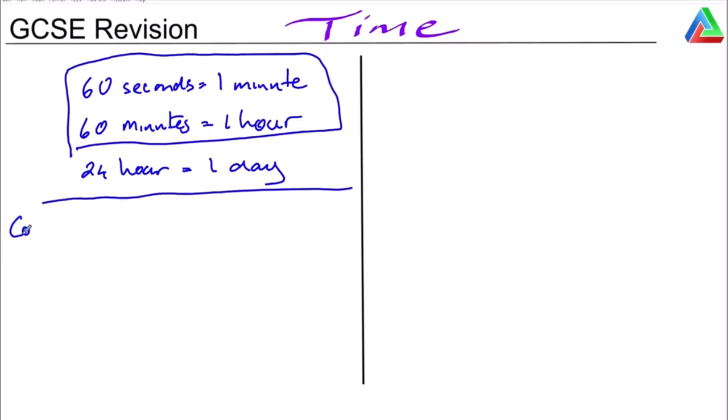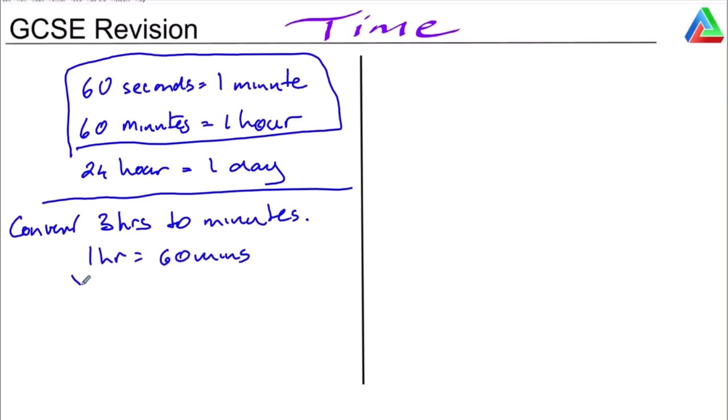So, for example, if we want to convert 3 hours into minutes, we have 1 hour is 60 minutes. Times this by 3 to get 3 hours. Whatever we do here, do here. So 3 hours is 180 minutes.